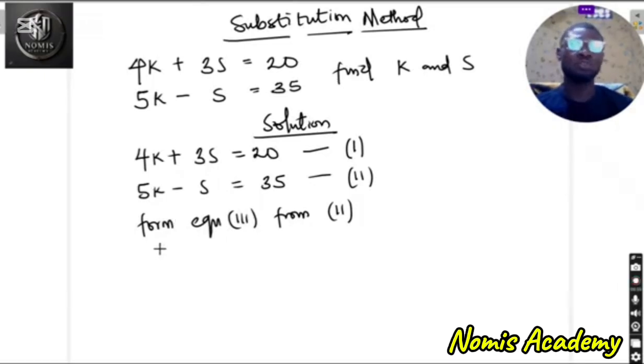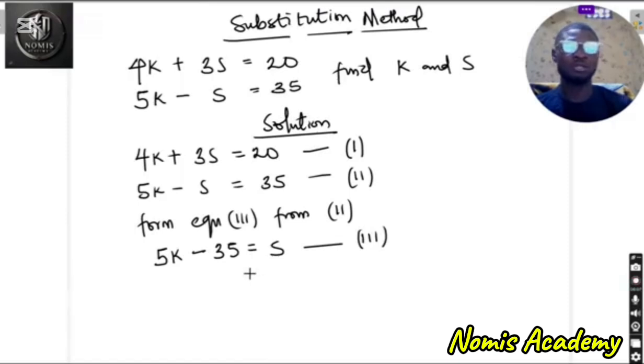That is to make the one that has a coefficient of 1 the subject of the formula. So from equation 3, which says 5k minus s is equal to 35, make s the subject of the formula. So that becomes 5k. 35 comes in, it becomes minus 35, equals to minus s goes out, becomes s. So that becomes my equation 3.